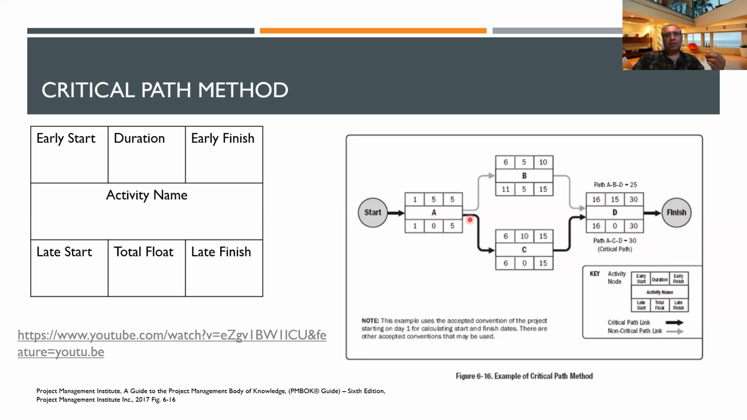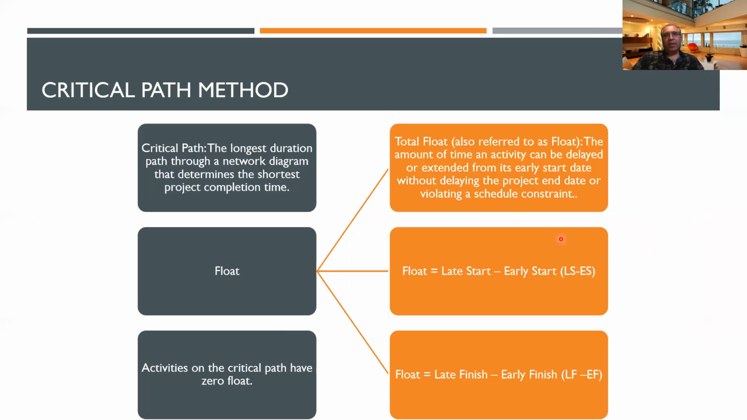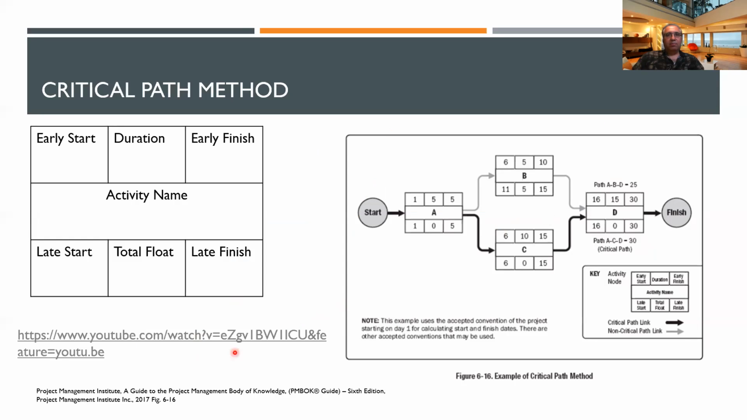One is to add up the durations: 5 plus 10 plus 15, bingo, the critical path is 30. The other way is 0, 0, 0, this is the critical path. That's the second way you can visualize it, right? Clear? Okay. So I know you maybe understood it.